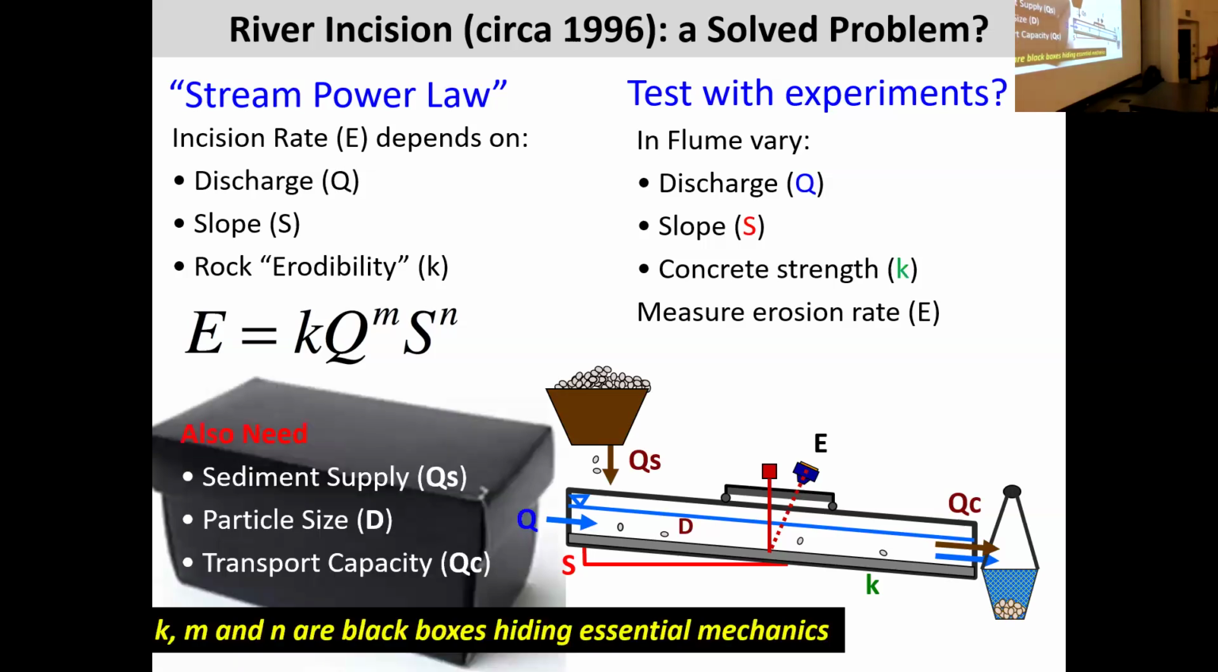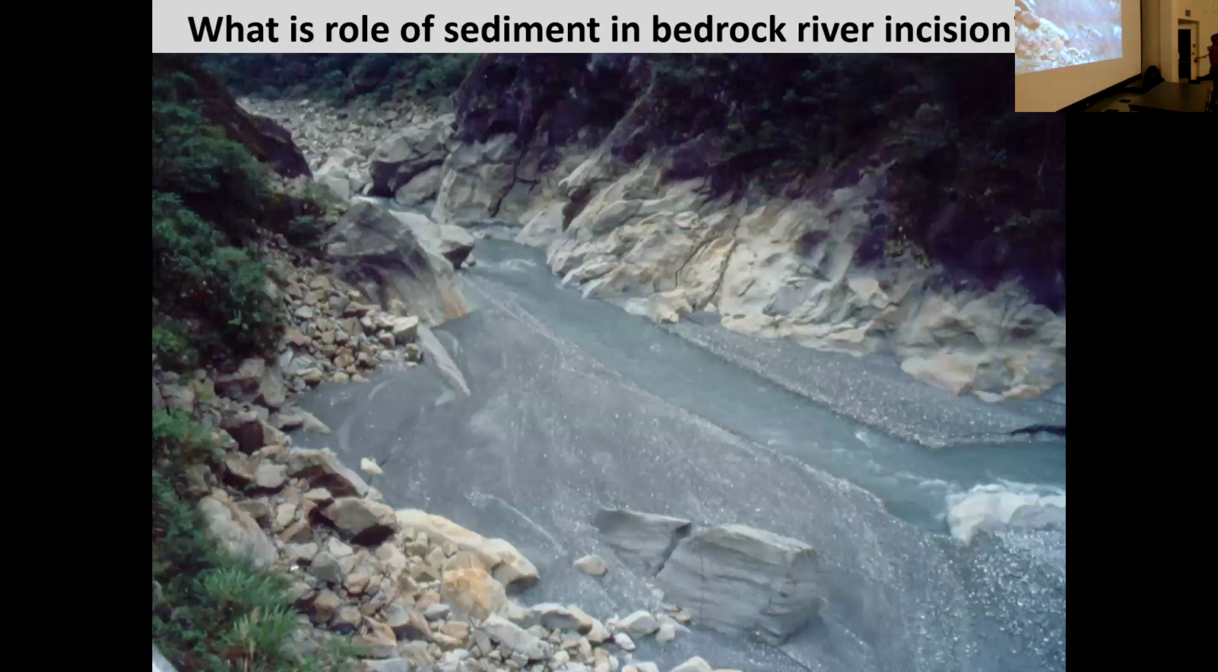But ultimately, this is all hidden. All these sediment variables were hidden in this black box of the K's and the M's and the N's. And I decided to scrap that whole thing and start from first principles and ask, what is the role of sediment in driving and participating in river incision into bedrock? Here's an example of a channel in Taiwan, a place that's eroding really fast, and it's just choked with gravel. So sediment has got to matter.